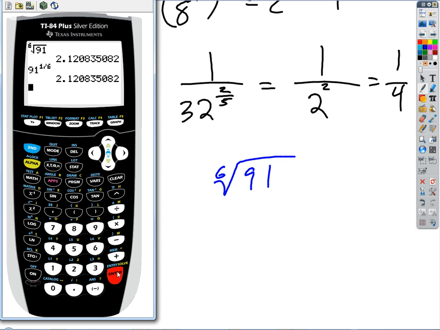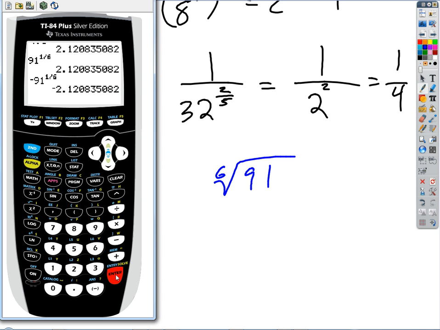Right? Way easier. Okay? Way easier. And what happens if I try to put in negative 91 to the 1/6? Now you've got to be careful with this though. Explain why the calculator is giving me this answer. If I put in negative 91 to the 1/6, it should say non-real answer or something, right? Should blow up. How come it didn't? What did I forget to do there that's important?